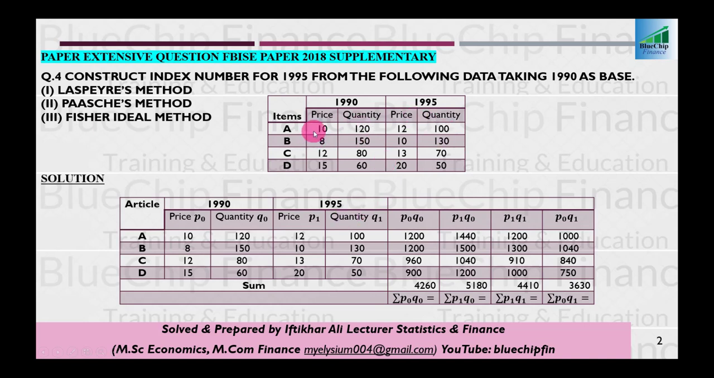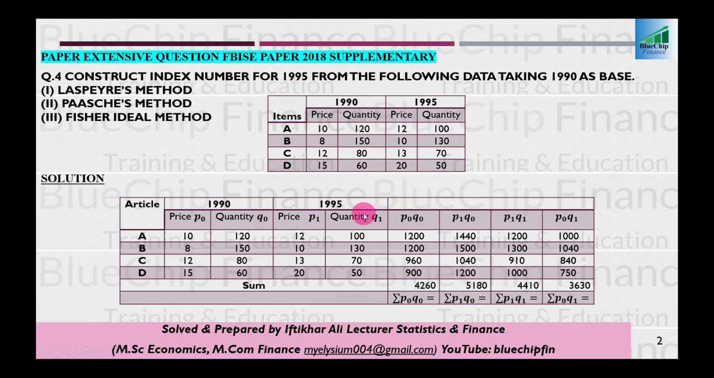With the help of this data, we are going to calculate these four calculations: P naught Q naught, P1 Q naught, P1 Q1, P naught Q1. So first of all, just put your data into tabular form and assign the symbols. For 1990 price P naught, for 1990 quantity Q naught, for 1995 price P1 and for 1995 quantity Q1.